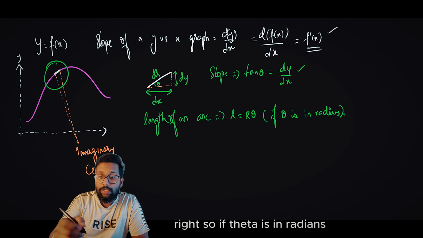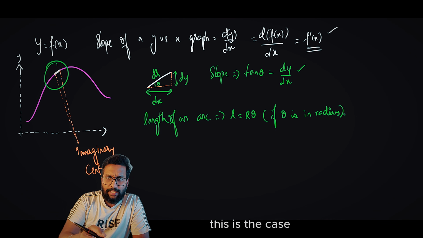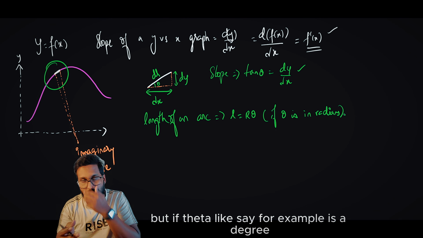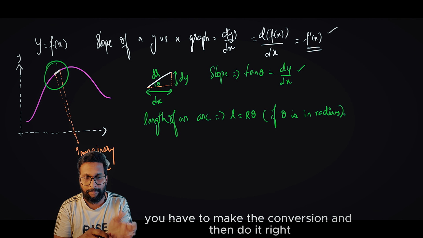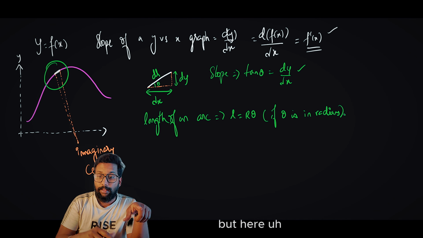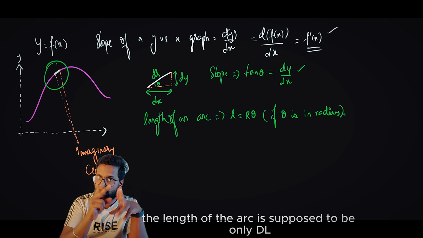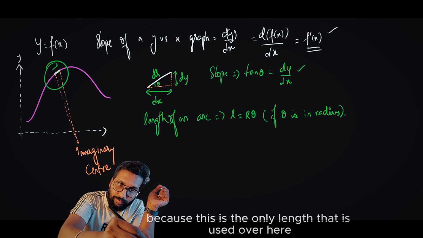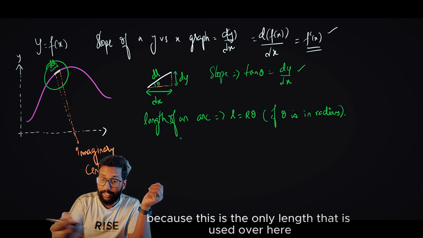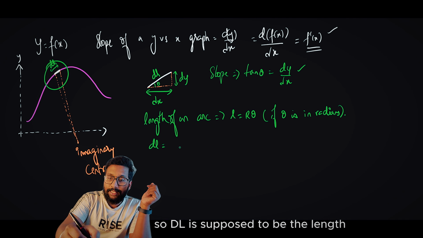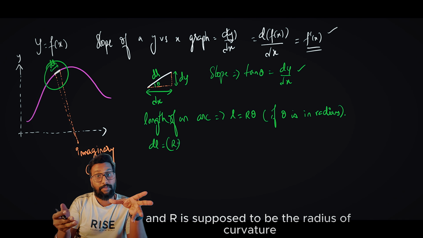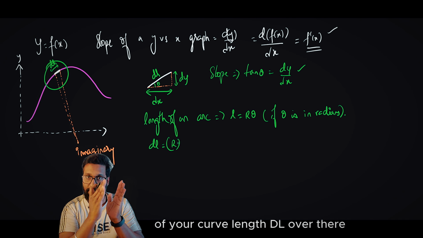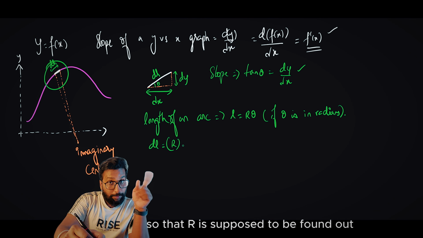Right? So if theta is in radians, this is the case. But if theta, for example, is in degrees, you have to make the conversion and then do it. But here, the length of the arc is supposed to be only dl because this is the only length that is used over here. So dl is supposed to be the length, and r is supposed to be the radius of curvature of your curve length dl over there.